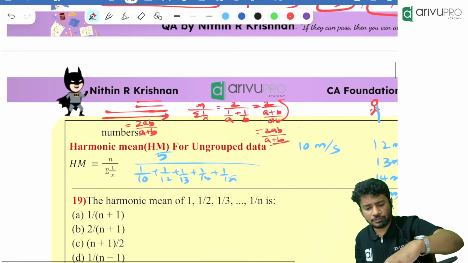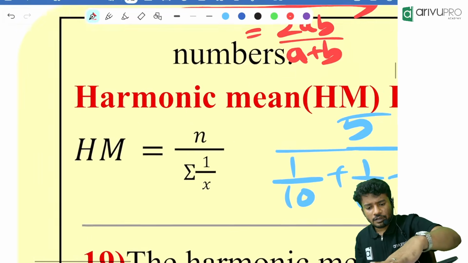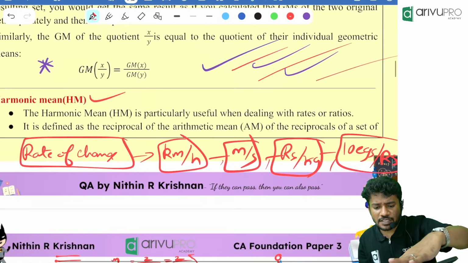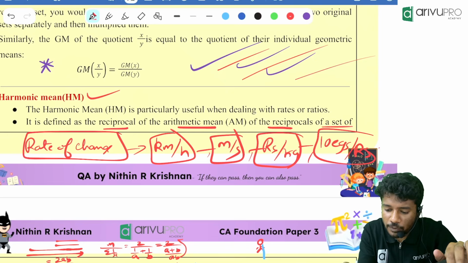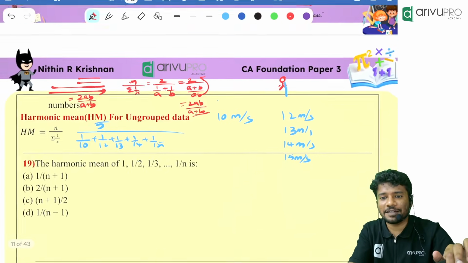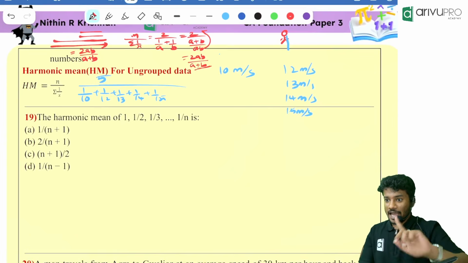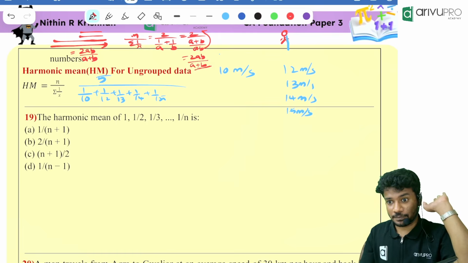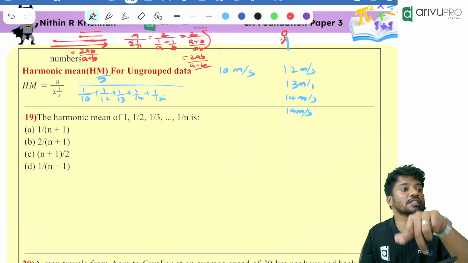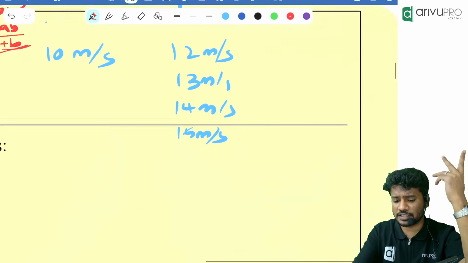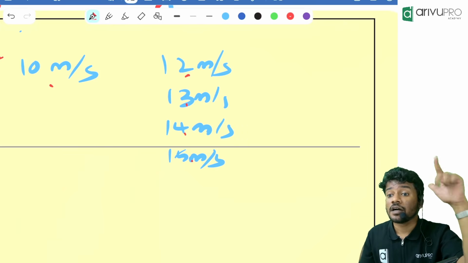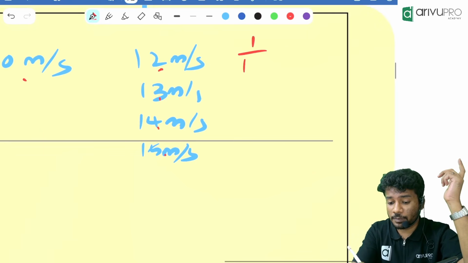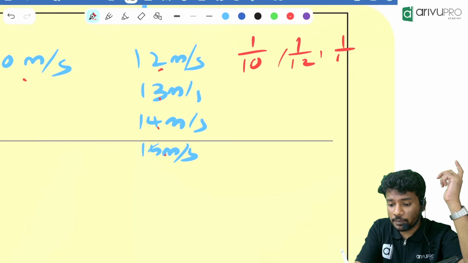Now people, first of all, what is the definition of HM? HM is defined as the reciprocal of the arithmetic mean of the reciprocals of a set of observations. What do you mean by that? If you have random numbers, for example, 10, 12, 13, 14, 15, first you need to find the reciprocal of them. What is the reciprocal of 10? 1 by 10. Then 12, 1 by 12. 1 by 13, 1 by 14, then 1 by 15.